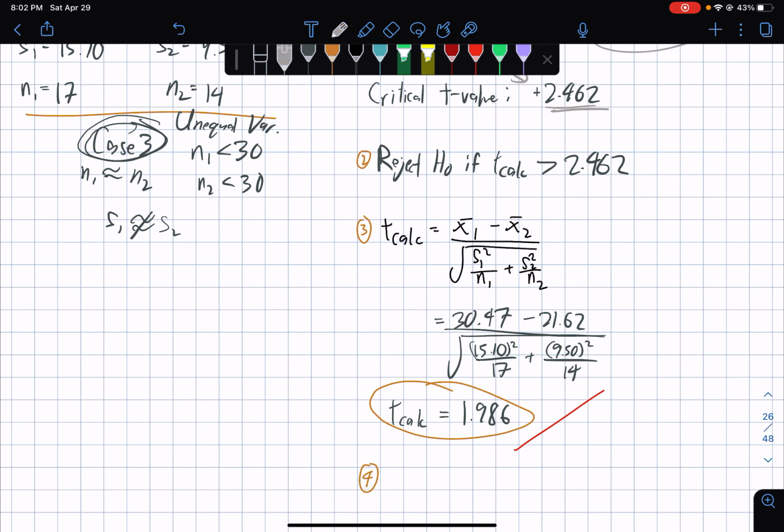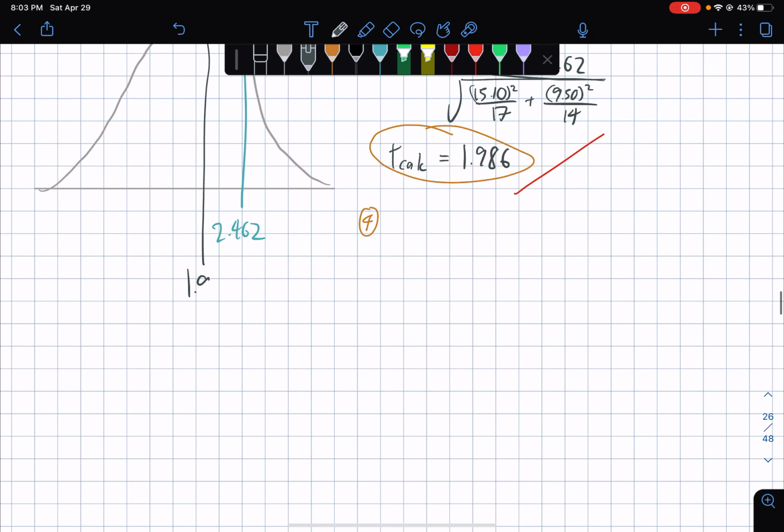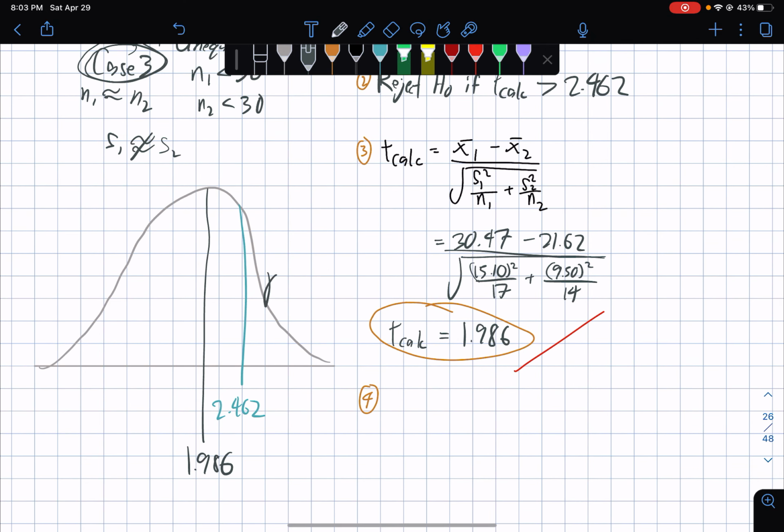So let's visualize to find the ruling for step 4. It's positive 2.462 over here, and then we have 1.986 somewhere over here. For a right-tailed test, this region is reject and this region is do not reject. Therefore, we write fail to reject H0 because 1.986 lies in the region of do not reject.